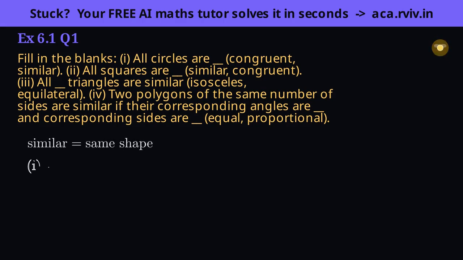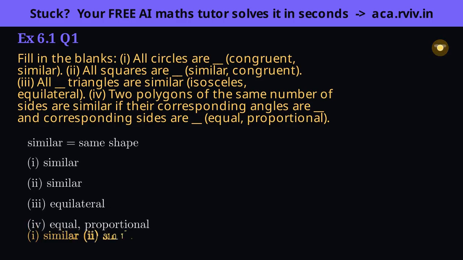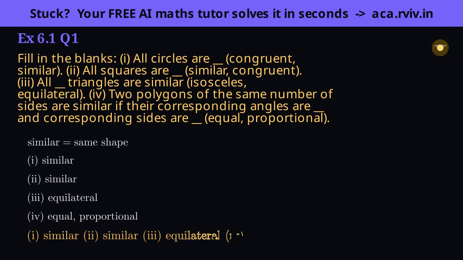All circles have the same round shape regardless of radius, so they are similar, not congruent. All squares have 4 equal sides and right angles, differing only in size, so they are similar. Only equilateral triangles always have the same 60-degree angles, so all of them are similar. The definition of similar polygons needs equal angles and proportional sides. Insight: similar is about shape alone, size is free to change, which is why circles and squares are always similar.